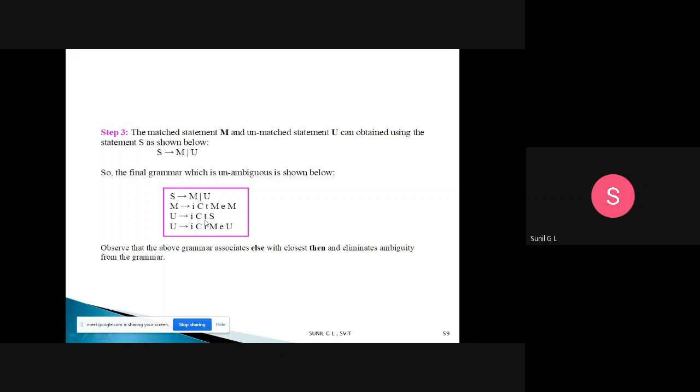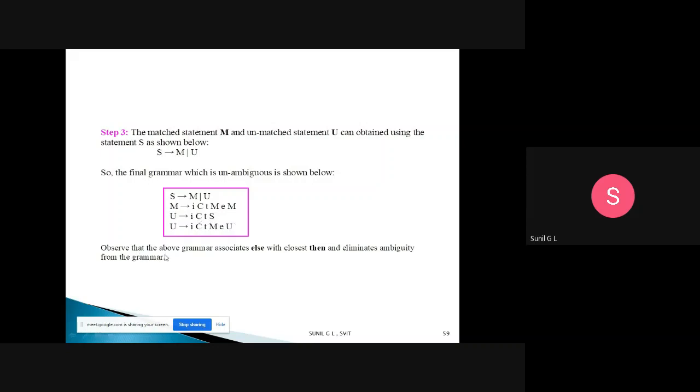Another one is we are combining. See here, I told you that the dangling else will be matched with the nearer if statement, and we have done this one here. So here, if condition is true, then matched statement, else unmatched statement. The unmatched statement you can replace with I C T S. So here I C T M E U, that is, if condition is true, matched statement, else unmatched statement. Inside you can use this if condition then S, that's all.